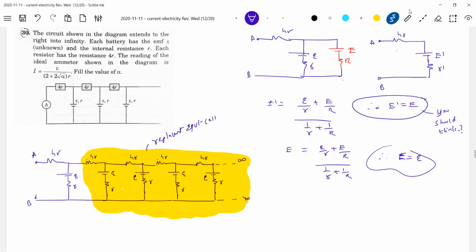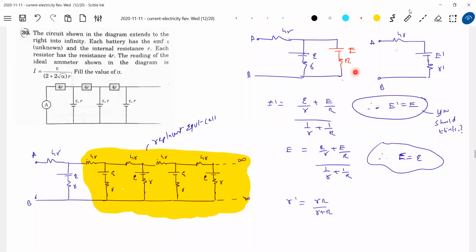Okay, there's a thing. So how to calculate equivalent resistance? Equivalent resistance should be R dash plus 4R. And what is R dash? First we'll calculate what R dash is. R dash should be equal to small r, small r plus capital R. This is R dash.